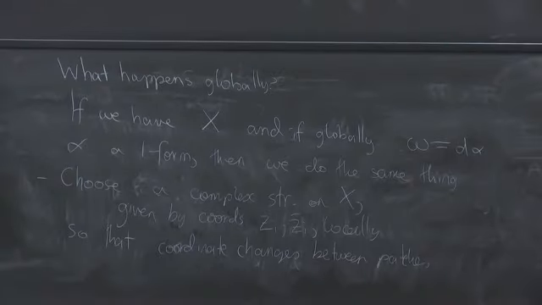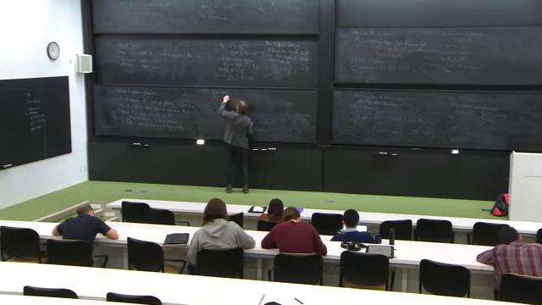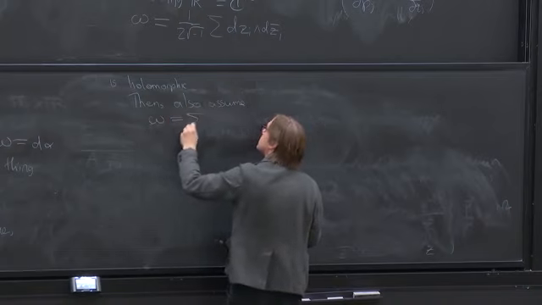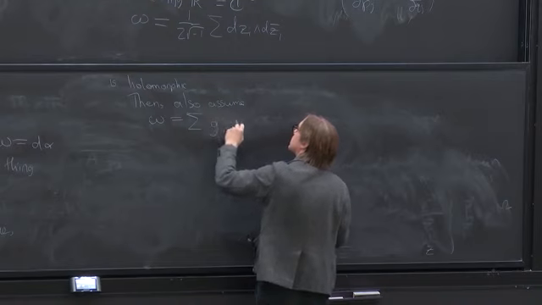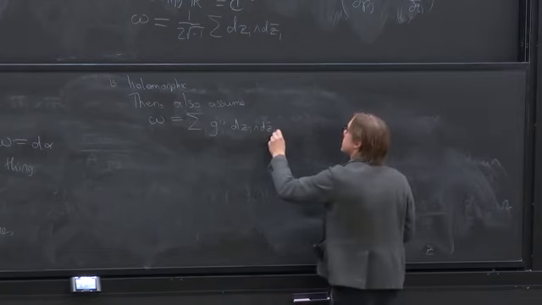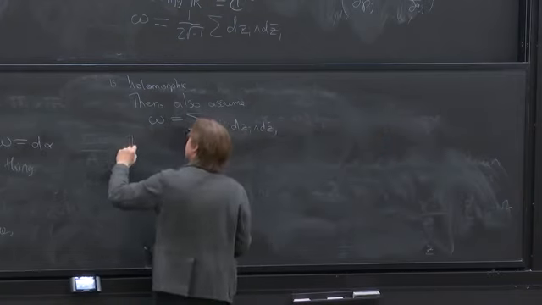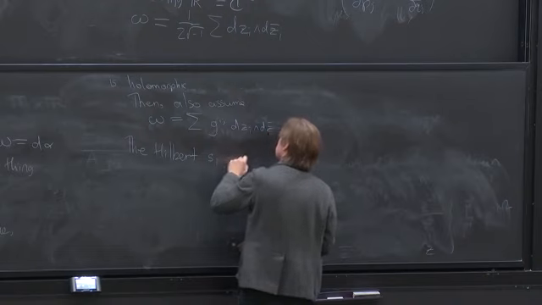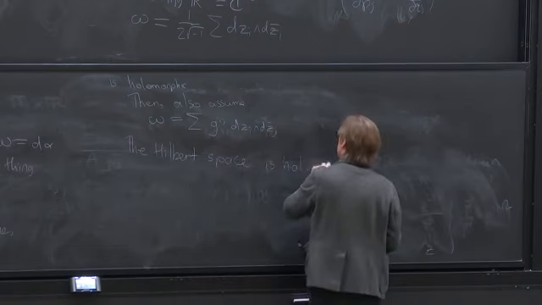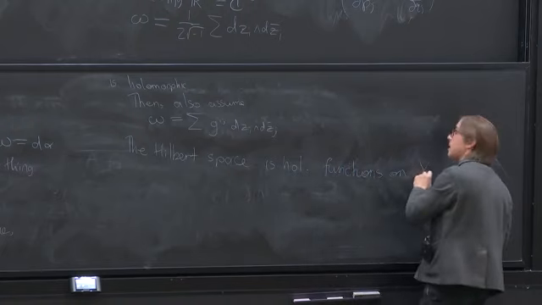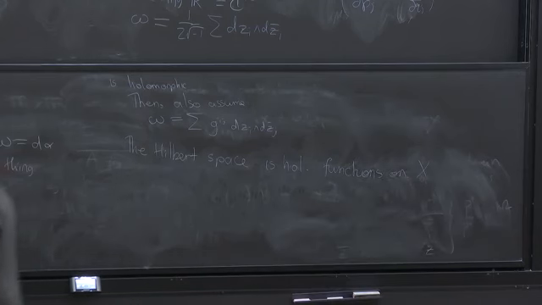And then we also assume that locally omega can be written as some G_ij dz_i dz_j bar, and then the Hilbert space is defined to be the space of holomorphic functions on X.